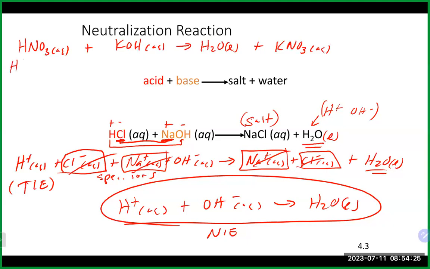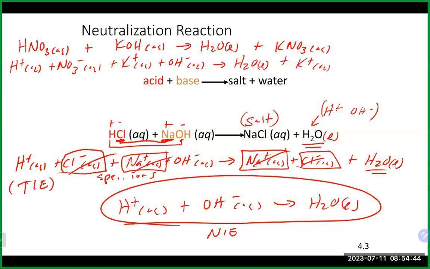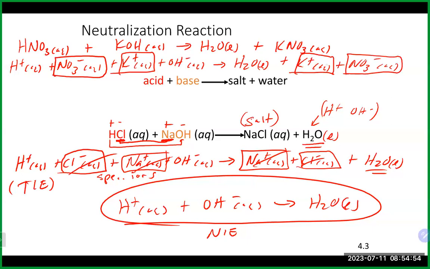Breaking this apart, H plus and nitrate, which is a strong acid, will break apart. Our potassium hydroxide, which is a strong base, will also break apart. Our water will stay together. Our potassium nitrate will break apart. And in this particular case, it is our nitrate and our potassium that are going to be our spectator ions, so they will cancel out, leaving us with the same net ionic equation. So always strong acid, strong base.